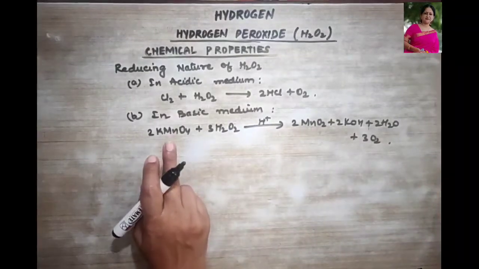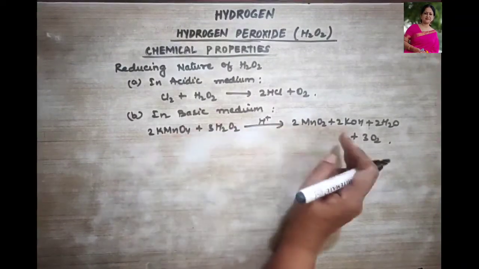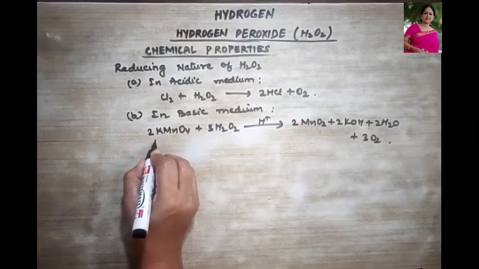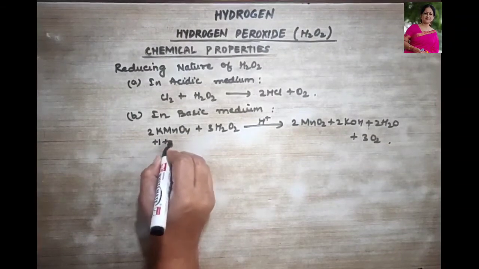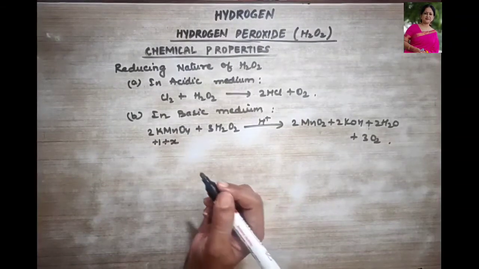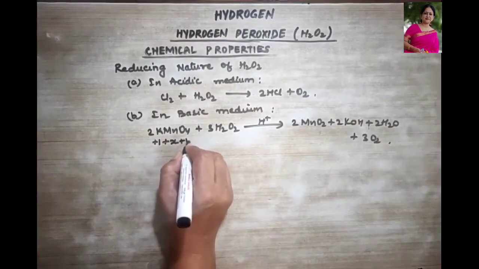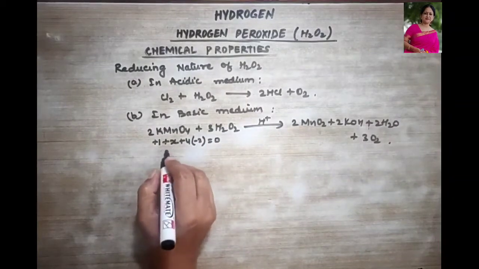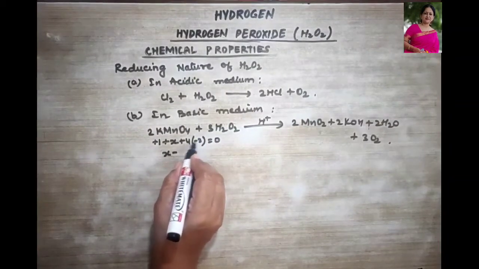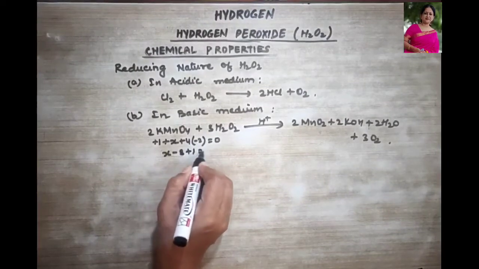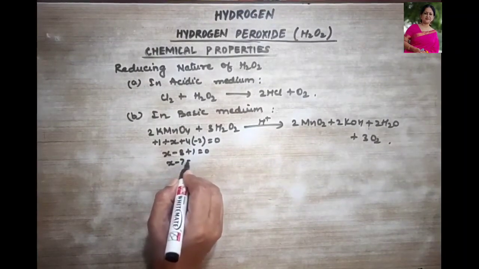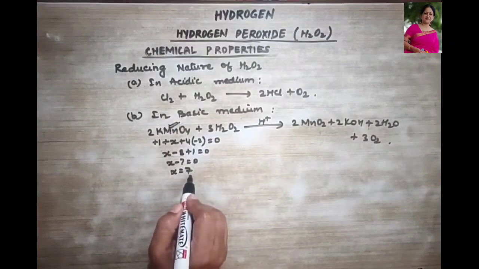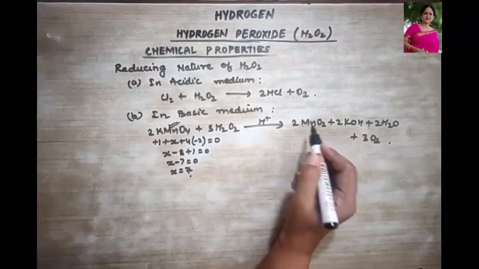Now let us see oxidation state of manganese in KMnO4 and in MnO2. So over here we know potassium is plus 1, plus let the oxidation state of manganese be X, plus 4 into minus 2. This is equal to 0. So this becomes X minus 4 2s are 8 plus 1 is 0. So X minus 7 is 0 and X is 7. So what is the oxidation state of manganese over here? Plus 7.